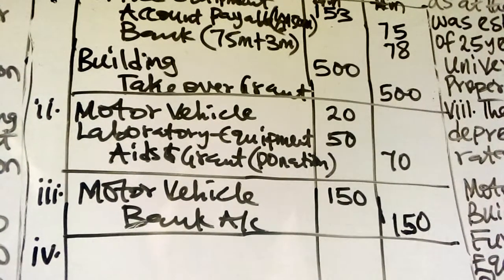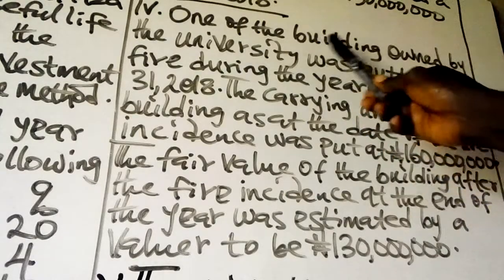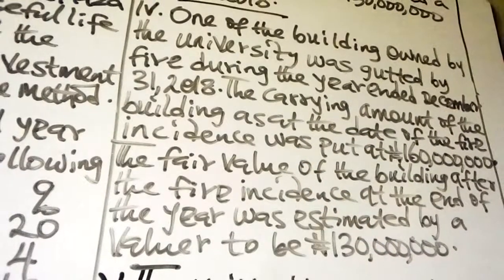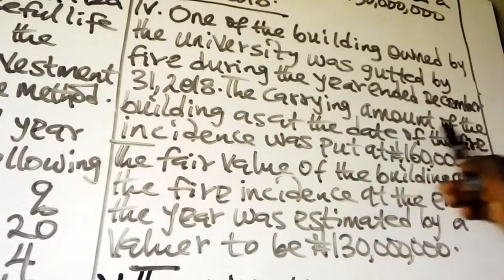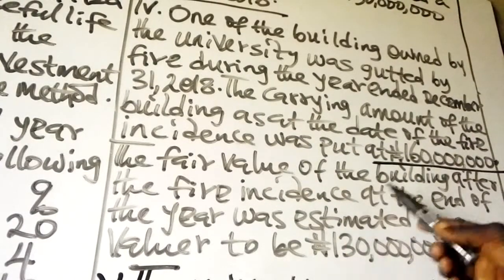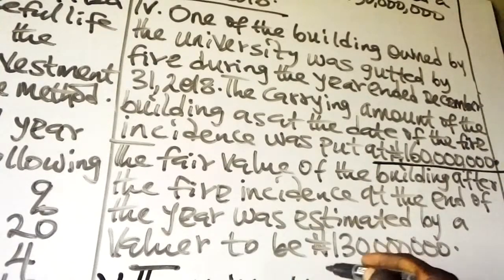Note 4. One of the buildings owned by the university was gutted by fire during the year ended December 31st, 2018. The carrying amount of the building as at the date of the fire incident was put at 160 million. The fair value of the building after the fire incident at the end of the year was estimated by a valuer to be 130 million.